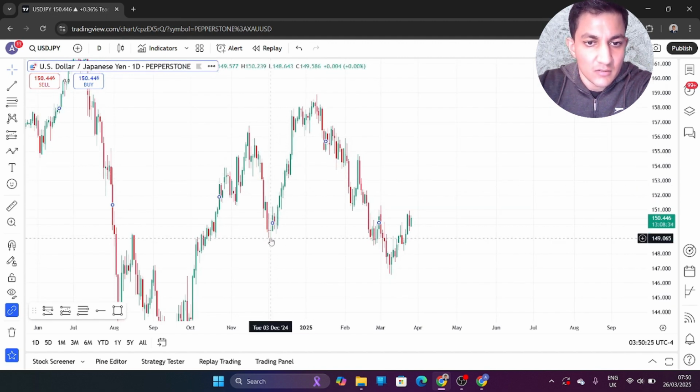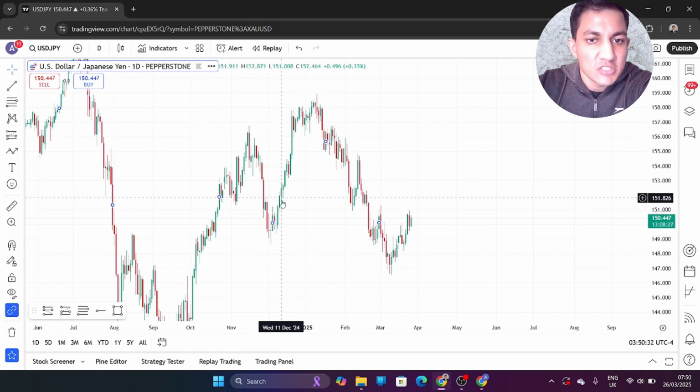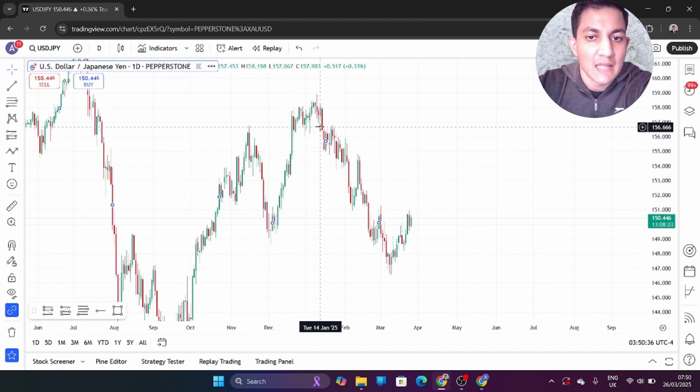Right, look at this, from this low to this high here, this liquidity pool here. Look at all these strong, aggressive, green up close candles. You have one little down close candle.